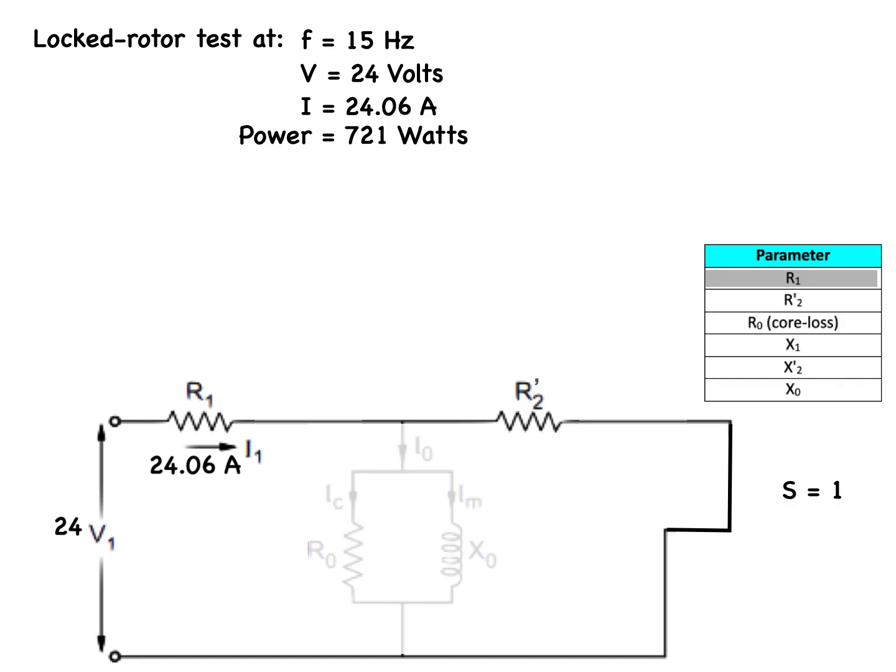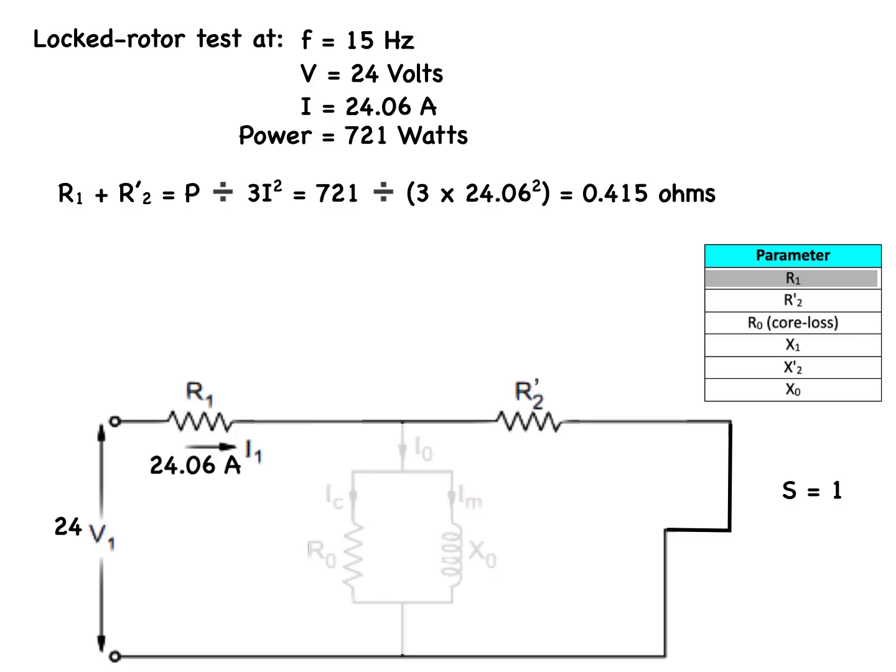Now, to determine the per phase series resistance from the applied voltage and current, we will use the real power divided by 3 times the current squared, which gives us the combined stator and rotor resistance. R1 plus R'2 is equal to P divided by 3 times I squared. And that gives us 721 divided by the quantity 3 times 24.06 squared, which equals 0.415 ohms.